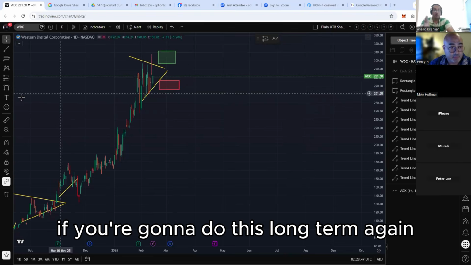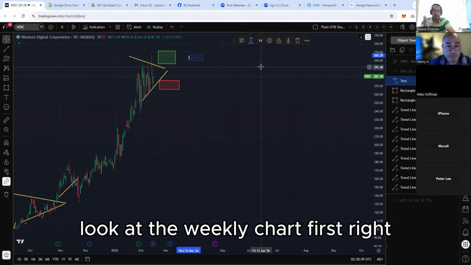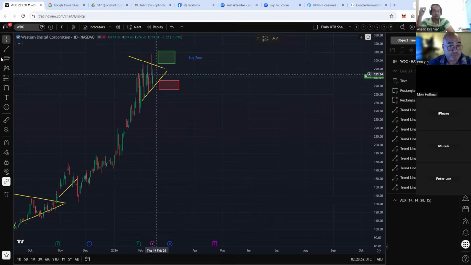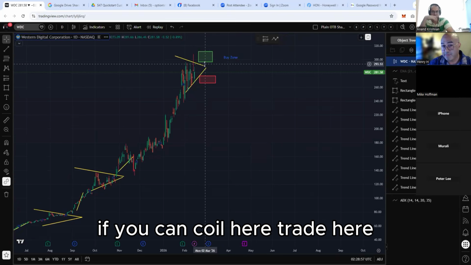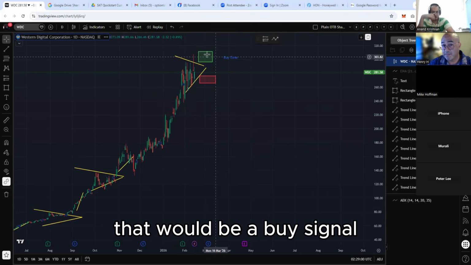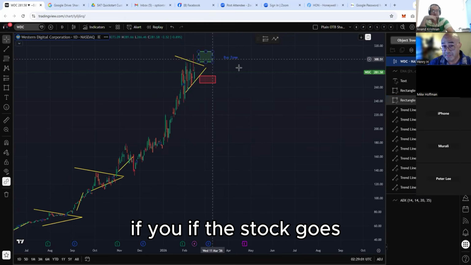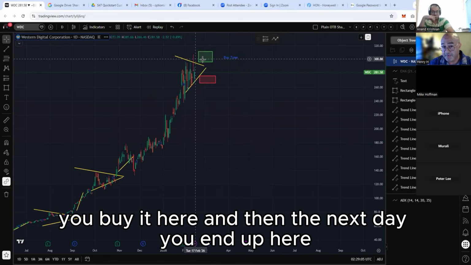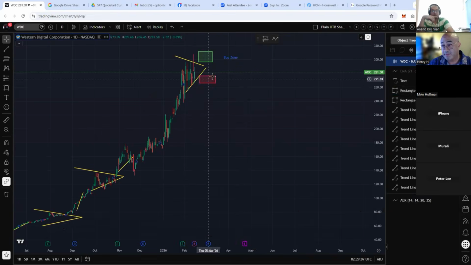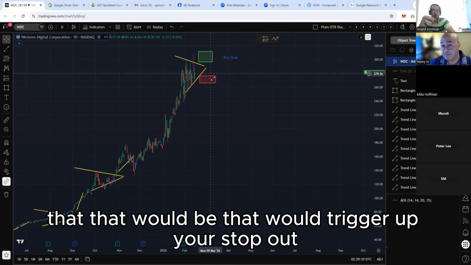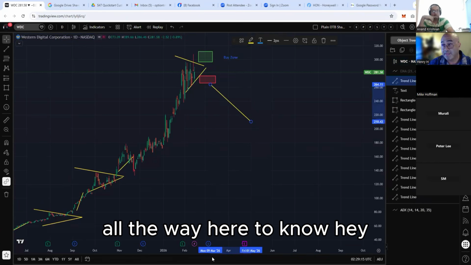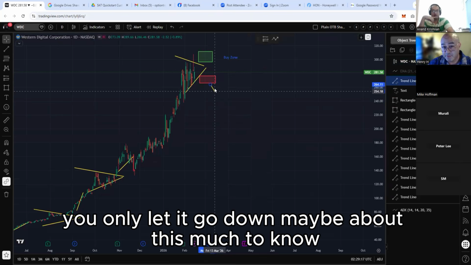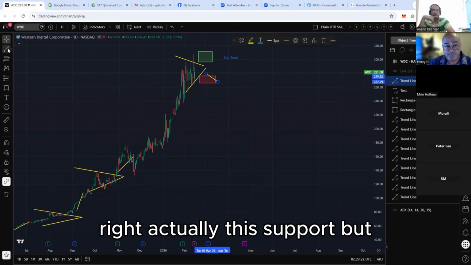And if you're going to do this long term, again, look at the weekly chart first. So this would be considered a buy zone. If you can coil here, trade here, if your candle hits here, that would be a buy signal. But you'd have to watch it. If you buy it here, and then the next day you end up here, that would trigger your stop loss. You shouldn't let it go all the way here to know it's not going back up anymore. You can only let it go down maybe about this much. Actually, there's support here.